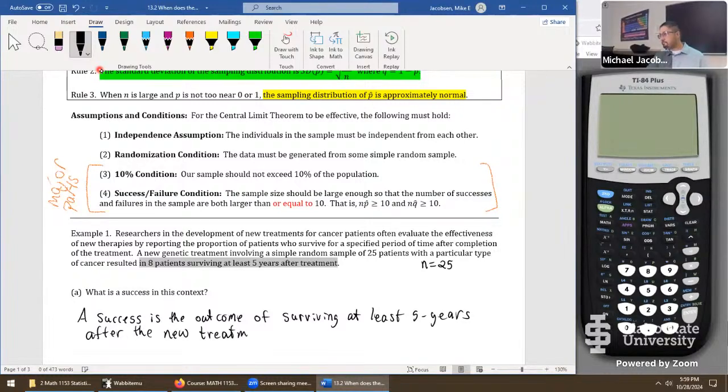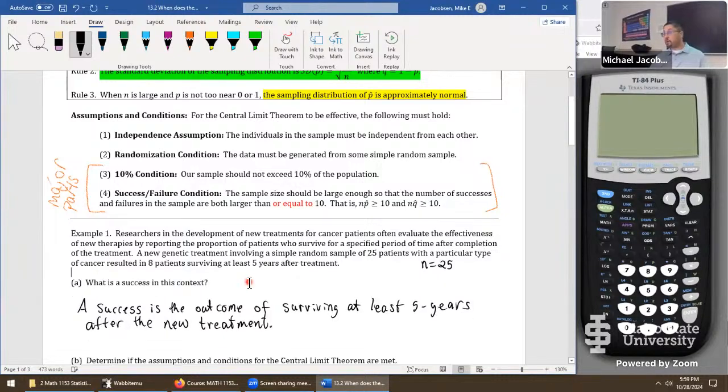The reason we call that a success is that this part of the problem is indicating the 8 out of the 25 meet this outcome, so that outcome itself was the success of the problem. Any questions, folks, with part A?